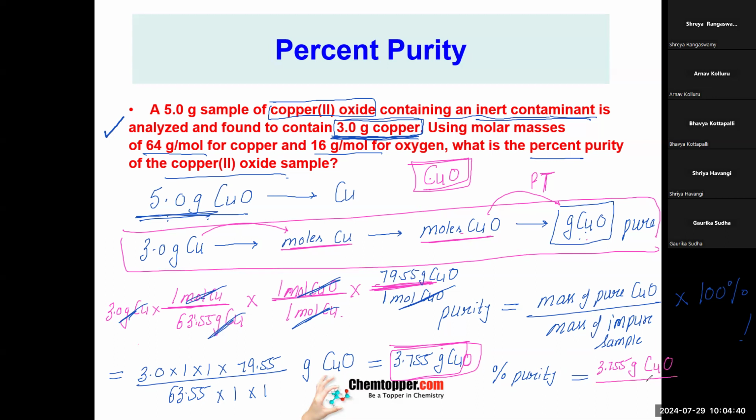And how much was the impure? Yes, Gorika, good. How much was the impure? 5.00 grams of Cu sample. So let's write this as impure sample, multiplied by, yes, Shreya H.